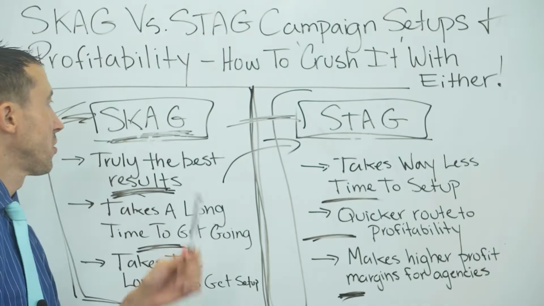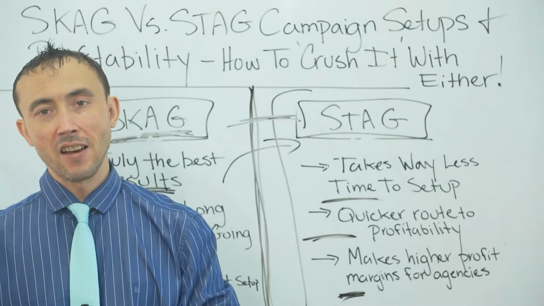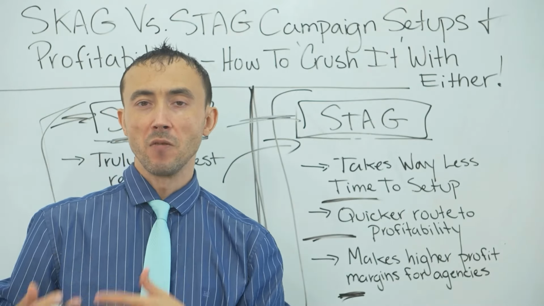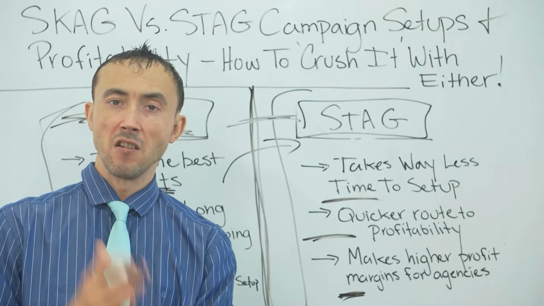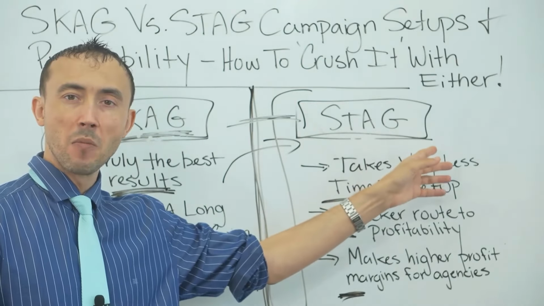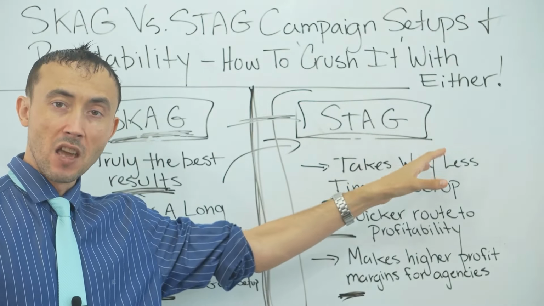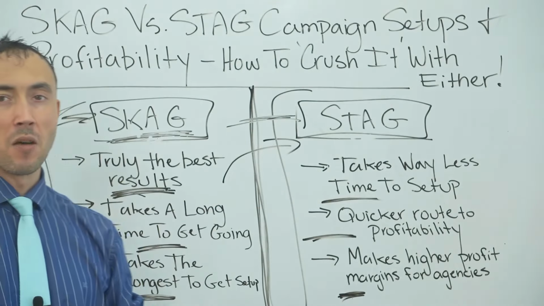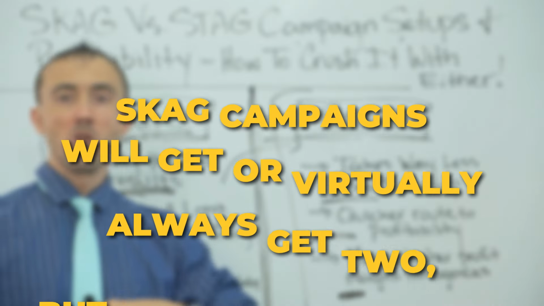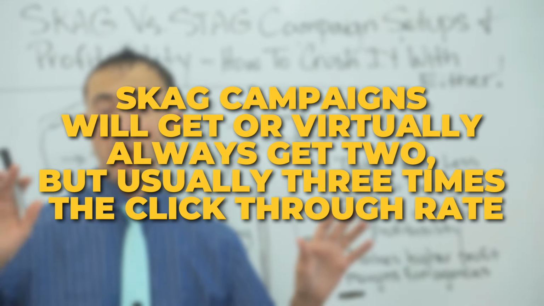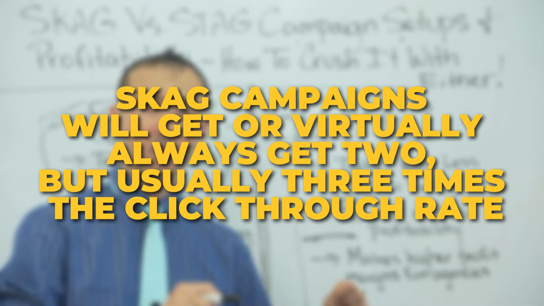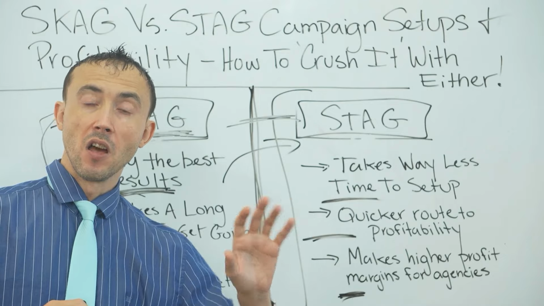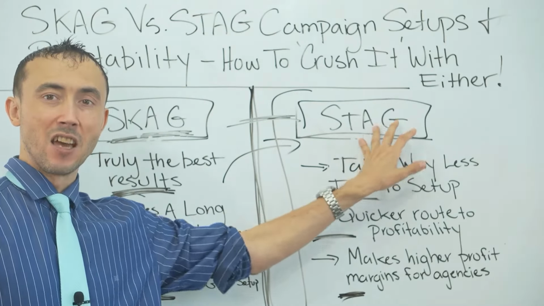When you do switch over to the SKAG, you're going to want to run the SKAG campaign side by side with the STAG campaign until the SKAG campaign gets enough data behind it. Once the cost per lead and ROI are better than the STAG setup campaigns, you'll start to pause the STAG campaigns and run the SKAG campaigns exclusively. SKAG campaigns will universally get 2, but usually 3 times the click-through rate of a typical ad without SKAG. And the conversion rates are going to be 2 to 5 times higher than a non-SKAG and non-STAG campaign setup.